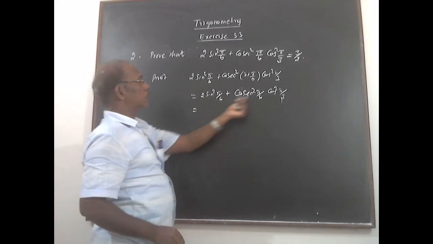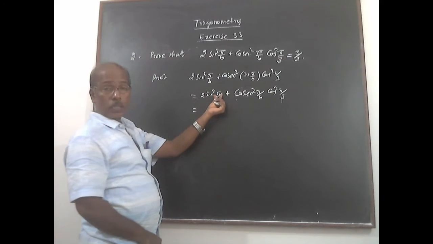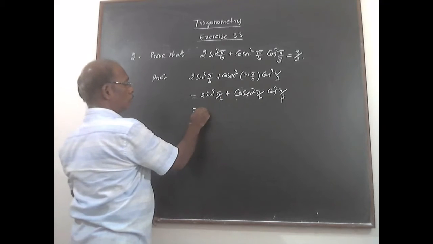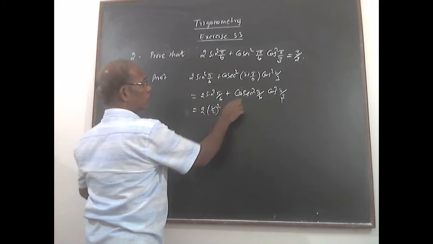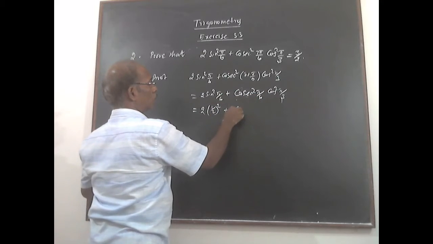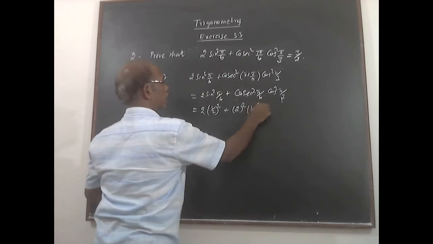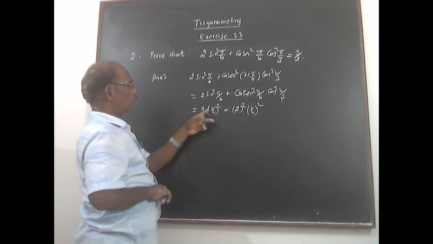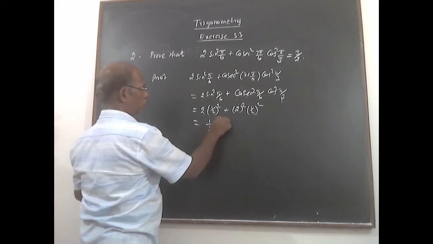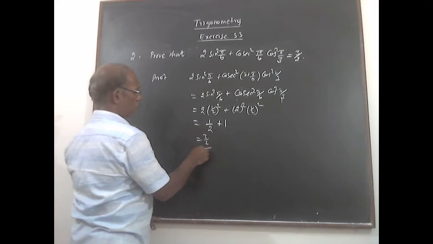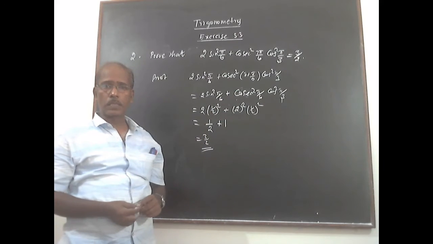Now all the angles are basic angles, acute angles in the first quadrant. 2 sin pi by 6 is 1 by 2, the whole square; cosecant pi by 6 is 2, the whole square; cos square pi by 3 is 1 by 2, the whole square. So 2 into 1 by 4 is 1 by 2, plus 2 square into 1 by 2 square is 1, overall 3 by 2. So this is the required answer, 3 by 2, and copy it. We'll go to the next question.